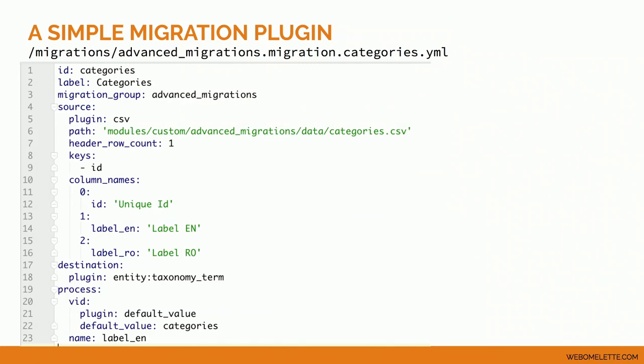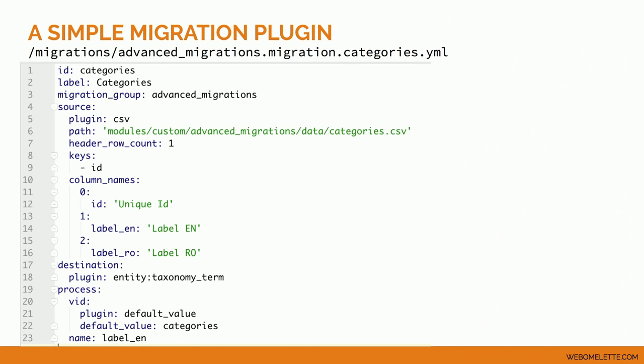And then we have three keys: source, destination, process. I should have put them in the right order. The very first one, as you can see, is the source. This is where we define the plugin to be used as the source. We say csv is the ID of the plugin. And then what's underneath is the actual configuration of that particular plugin. If we used another one, all of the lines underneath would be different because they are not specific to CSV. As you can see, you have to say the path where the file is.